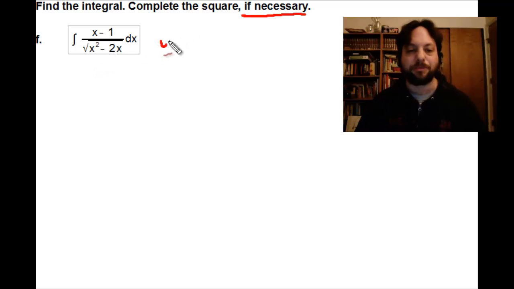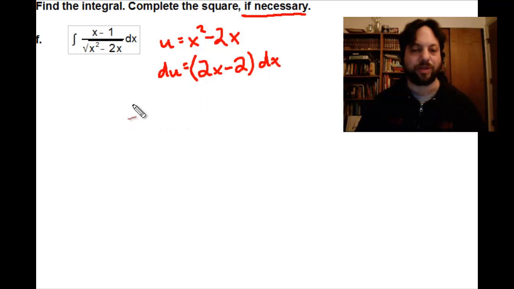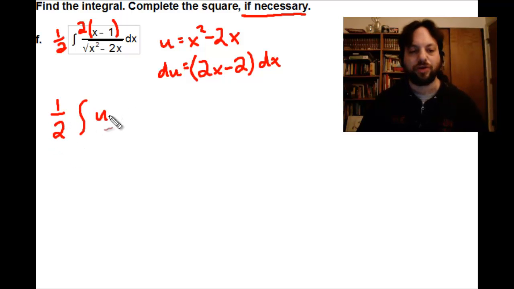But if we simply call u x squared minus 2x, then look what du would be. That would simply be 2x minus 2 dx. And maybe you can see where I'm going with this. This does not even need the arc functions. In fact, if I go ahead and multiply the entire numerator by 2 and balance that with a 1/2 on the outside, then this problem actually becomes 1/2 of u to the negative 1/2 du.